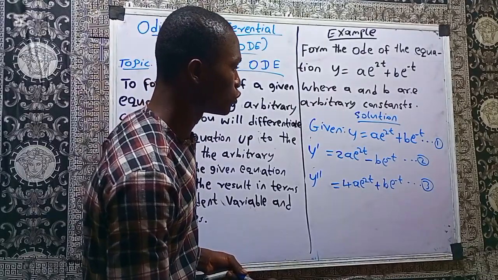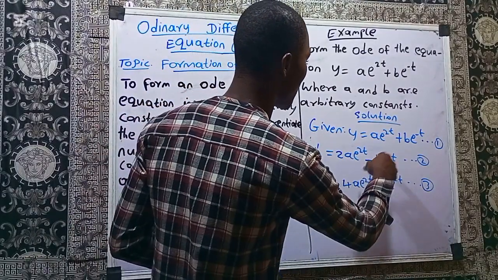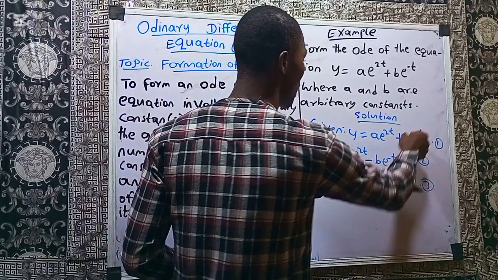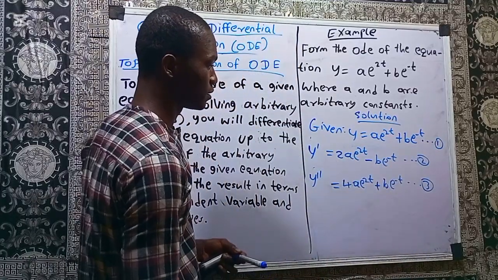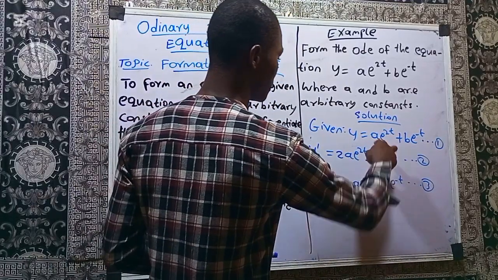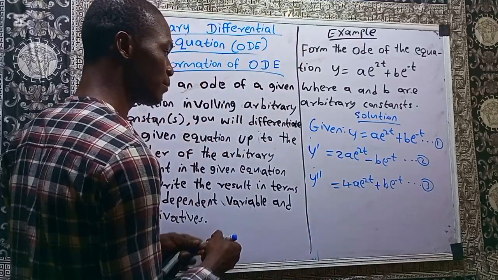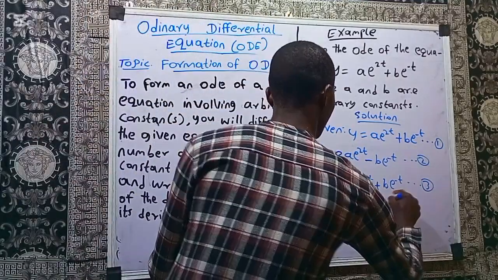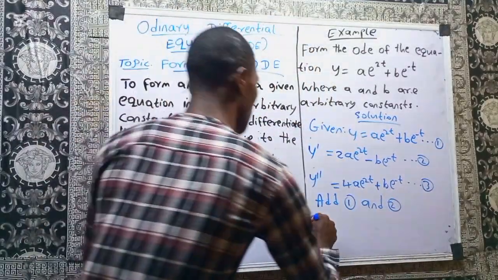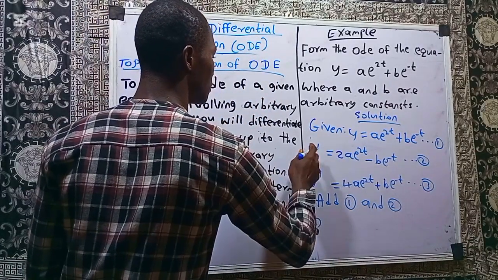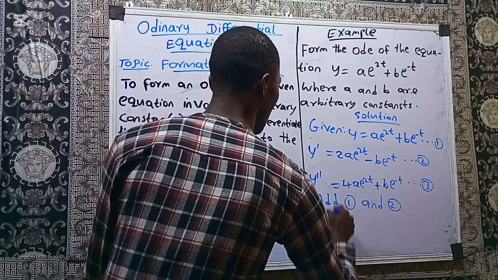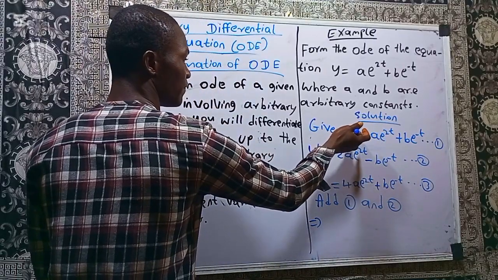So if you watch closely, if I add equation 2 and equation 1, this term and this term will go, right? I will now have this and this. So let us do that. If you add equation 1 and 2, this implies what? If you add equation 1 and 2, you will now have, let's add the left side first.